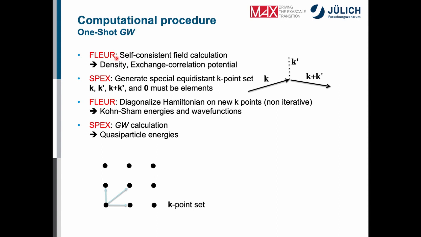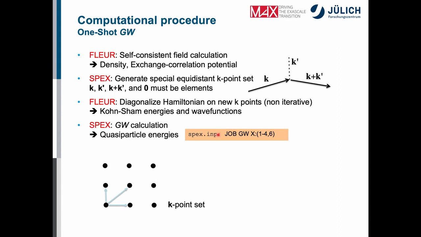SPEX needs the Kohn-Sham eigensolutions on a special k-point set. This k-point set should form a group under vector addition. If k and k prime are in the set, their sum k plus k prime should also be an element of the set. We run SPEX to create this special mesh. Then we need to run FLEUR again to generate the eigensolutions on this new k-point set. Finally, we can run SPEX, for example, for a one-shot GW calculation.